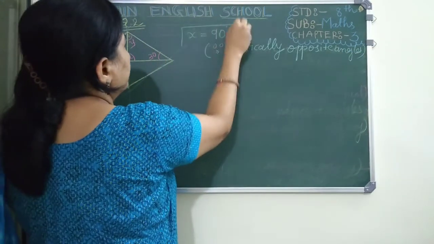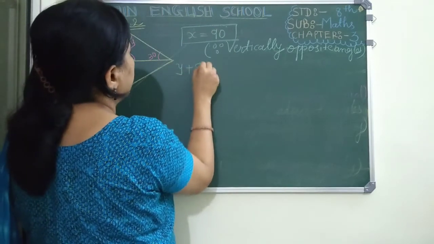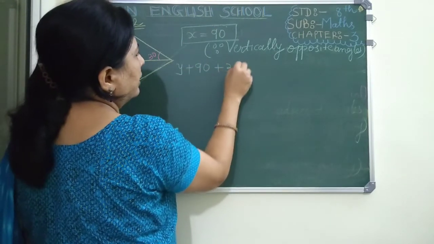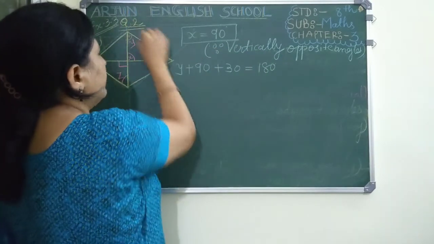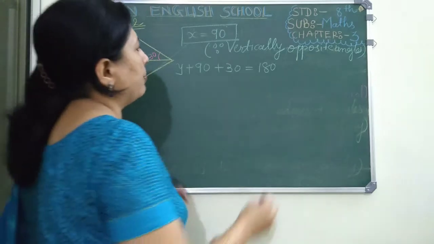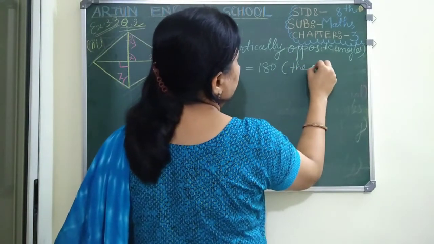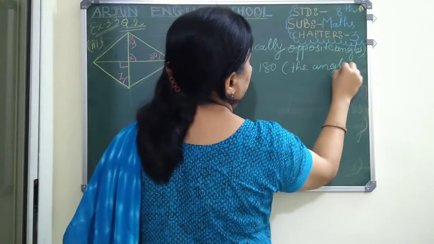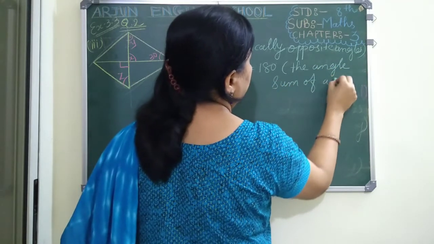Now, x is equal to 90. Therefore, y plus 90 plus 30 is equal to 180. What are we using? We are using the angle sum property. So write down that the angle sum of a triangle.